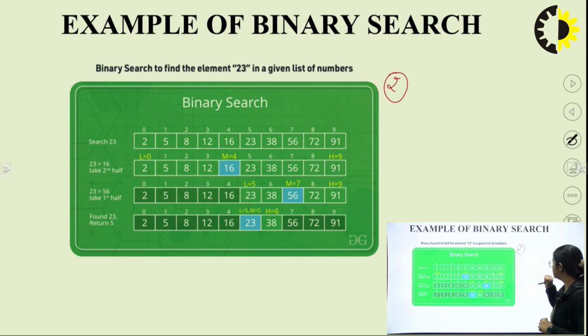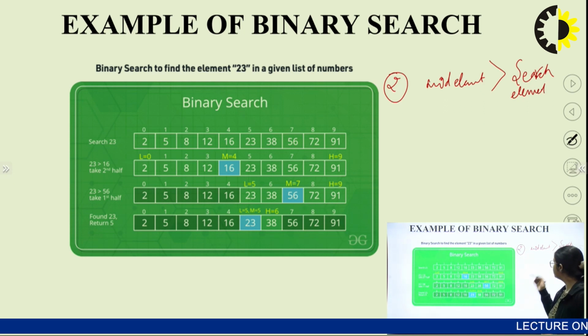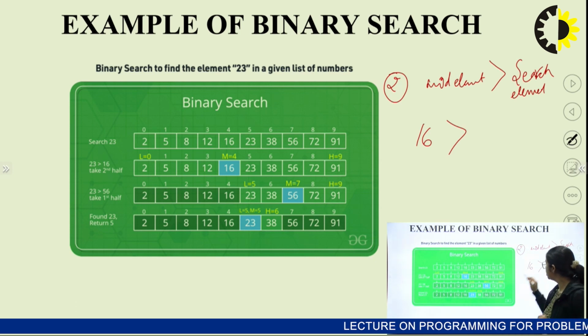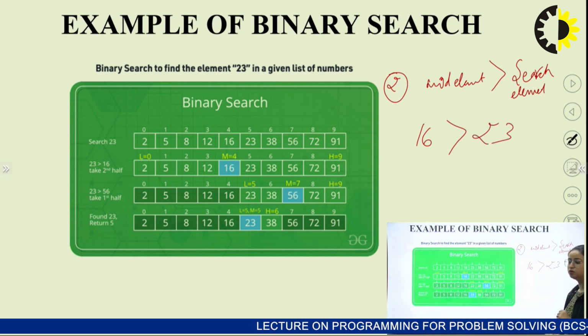The second condition is we have to check whether our mid element is greater than our search element. Now what is our mid element? Our mid element is 16 and our search element is 23. Is this condition true? No, this condition is again not true.